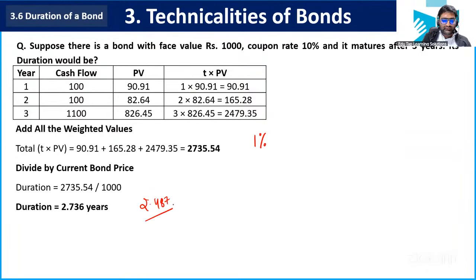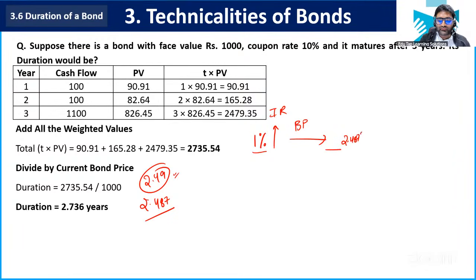2.487. Let's take it as 2.49, rounding it off to 2 decimals, right? If a 1% increase in the interest rate happens, my bond price will change by 2.487%, or 2.49%. Will it increase or decrease? If a 1% increase in the interest rate happens, my bond price will increase or decrease by 2.49%.